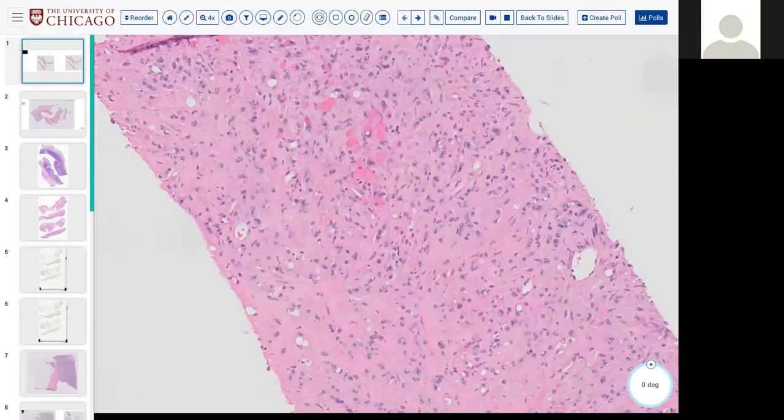Somebody can say it or type it in the chat. I think Fli1 and ERG, maybe. Okay, those are the nuclear markers. Yep, so Fli1 and ERG are the nuclear markers of vascular differentiation.